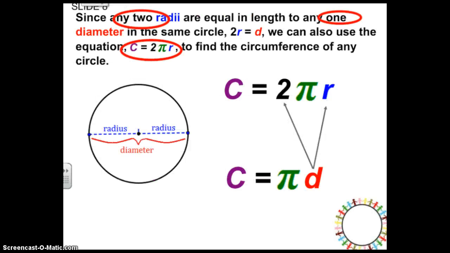Since any two radii are equal in length to one diameter in the same circle, we can say that 2 radii, 2 times the radius, is equal to the diameter. So we can also use this information to create a second circumference formula. The diameter can be replaced with 2 times the radius. Pi is still pi. Your diameter still has the same value as if you took 2 times r.